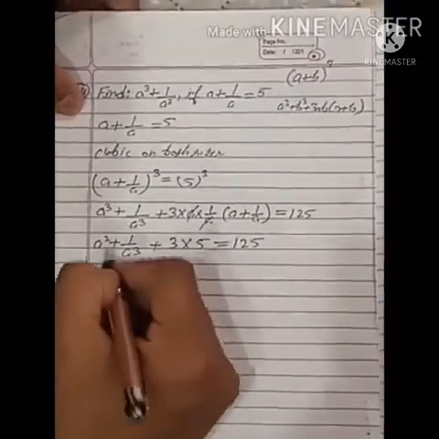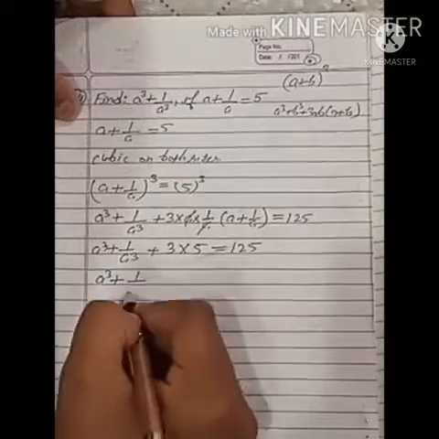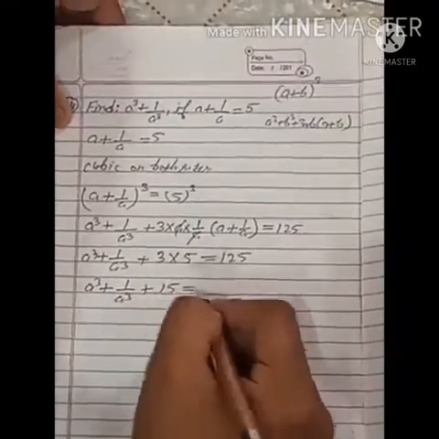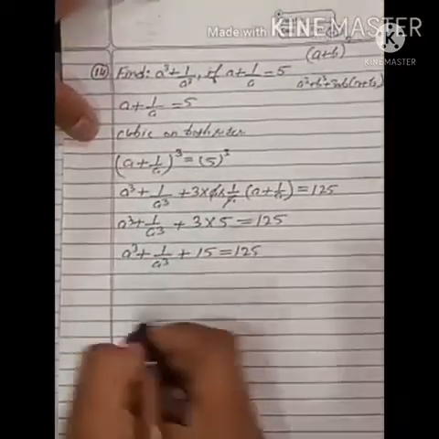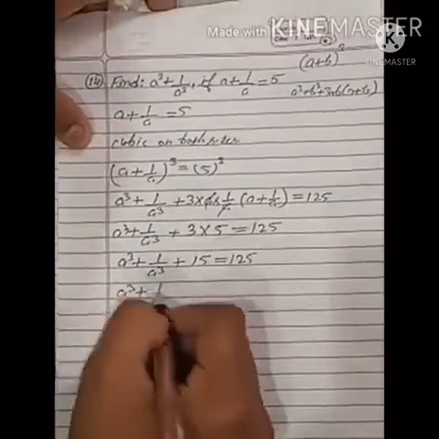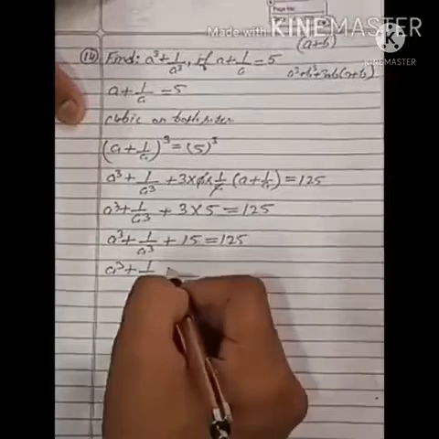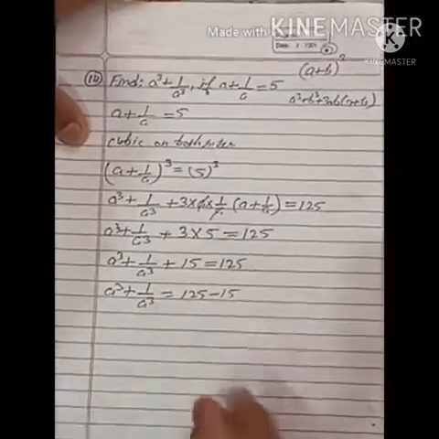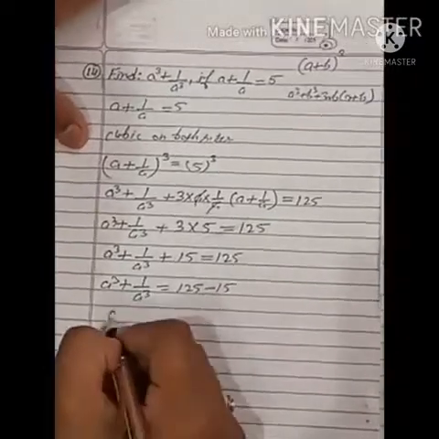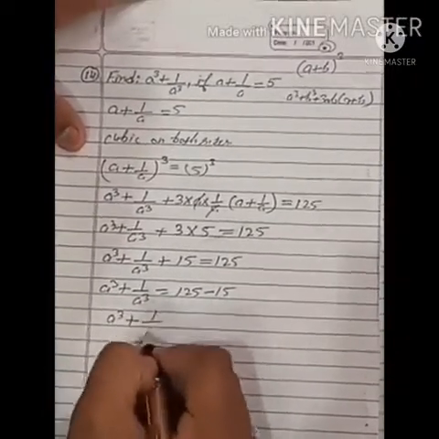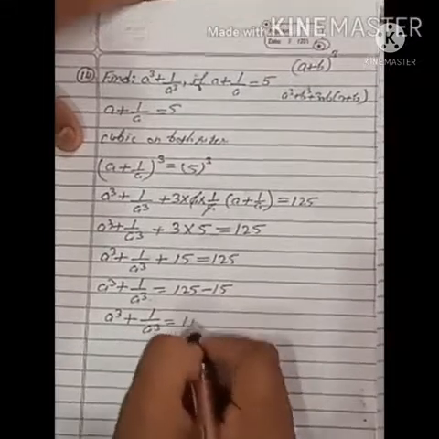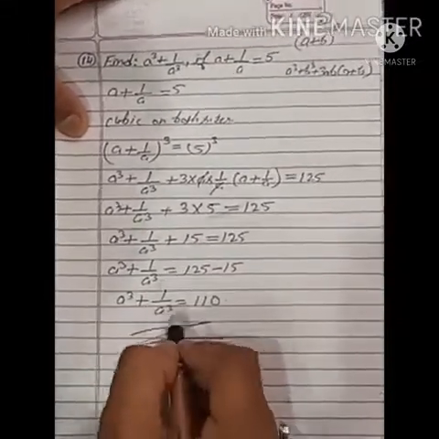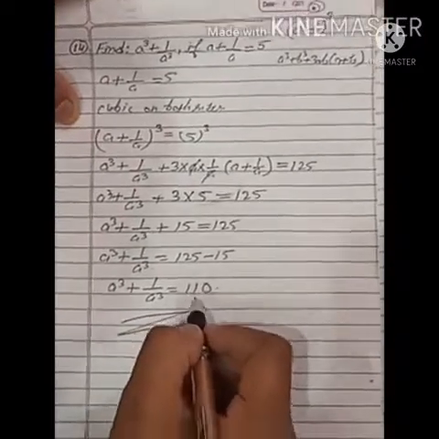So a cube plus 1 upon a cube, 3 5s are 15, is equal to 125. So a cube plus 1 upon a cube, this 15 move to RHS, changes into minus. So 125 minus 15. So a cube plus 1 upon a cube is equal to 110. So the answer is a cube plus 1 upon a cube is equal to 110.